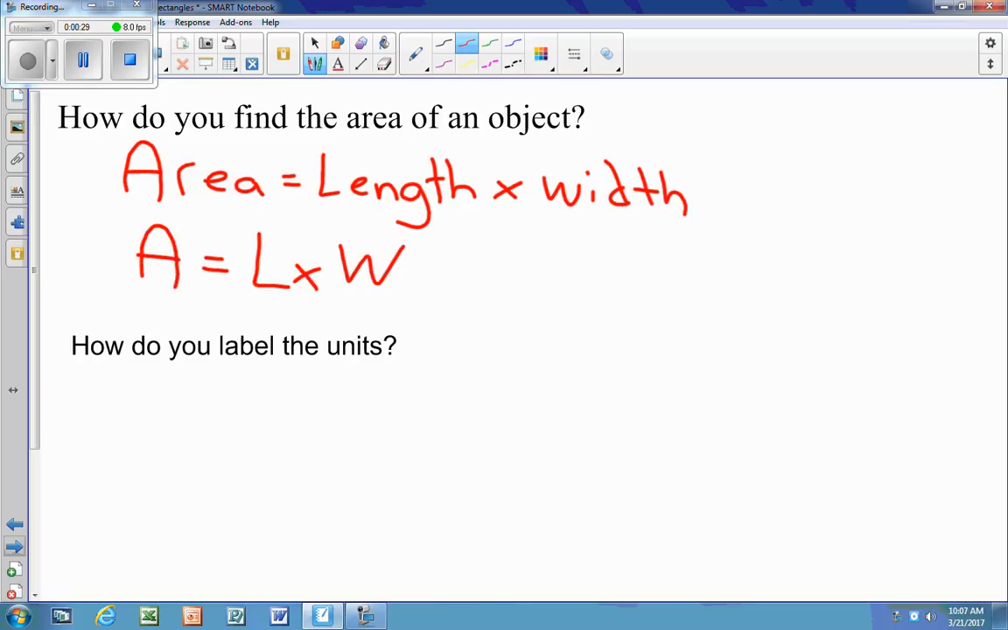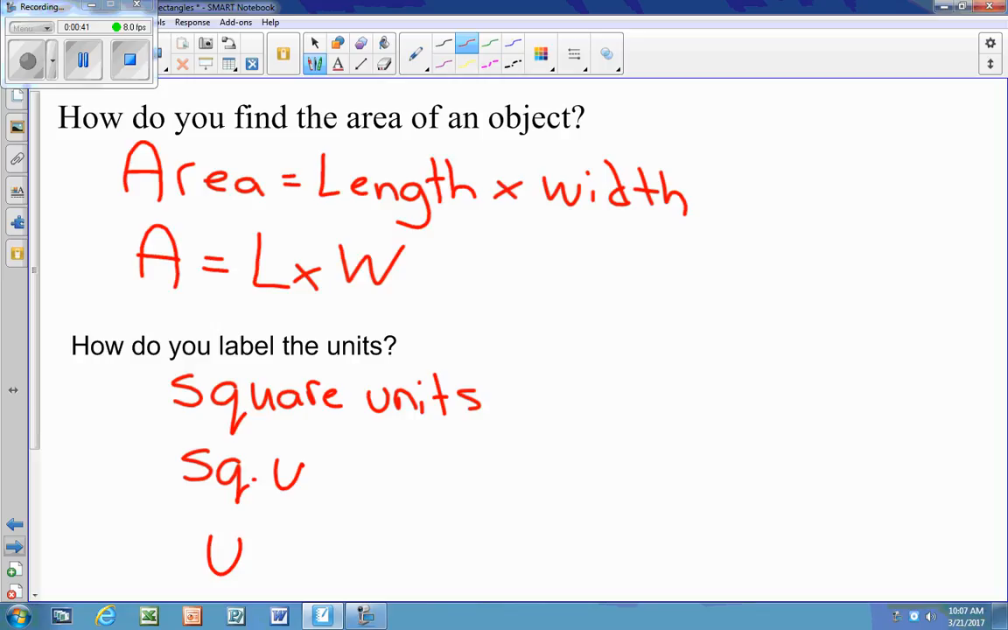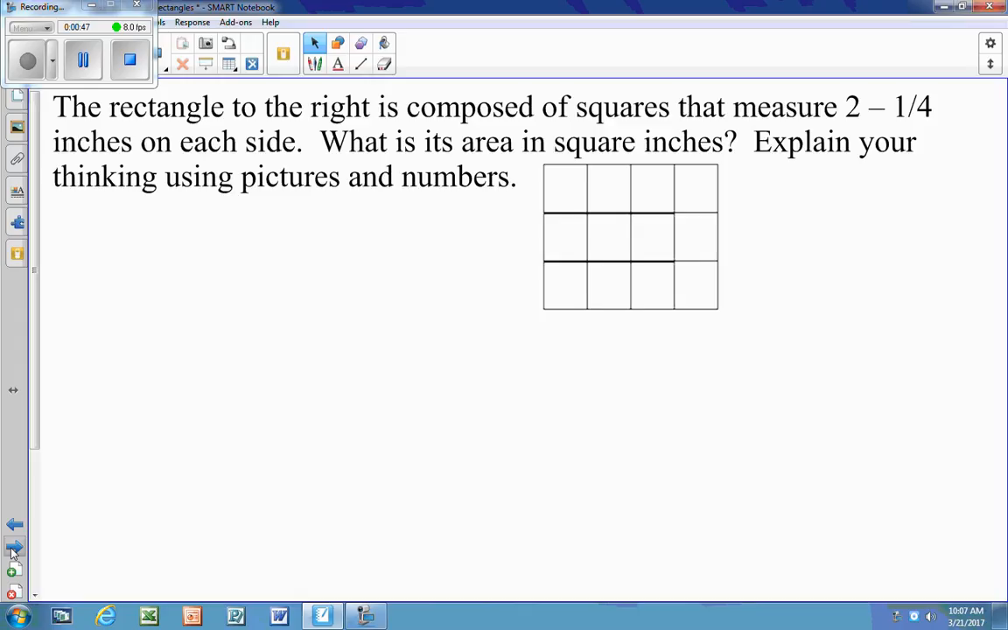If we're working with our units, things become square units. We might have square units or units squared with a little 2 next to it. That's another way to do square units. So instead of just finding the length times the width, the questions are going to ask you to figure out the length and the width and then solve it. So in this case, the rectangle to the right is composed of squares.